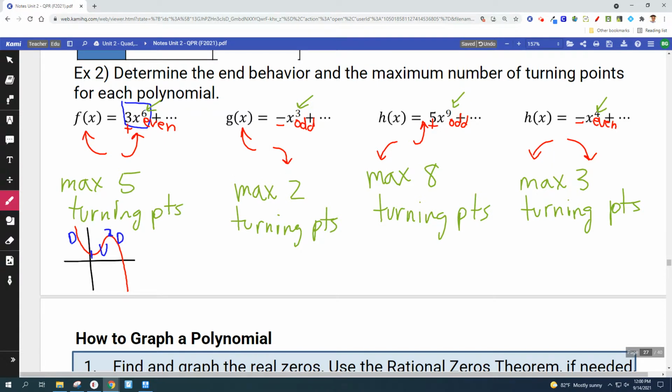So something with 5 turning points. Okay, there's 1, 2, here's 3, 4, 5. Now I've got 5 turning points where the graph turns and goes from increasing to decreasing or otherwise.